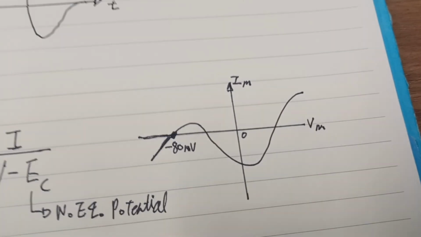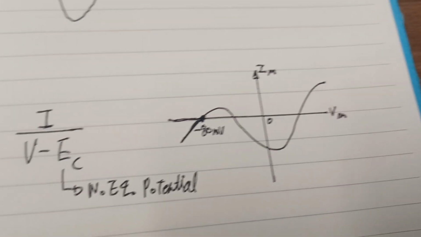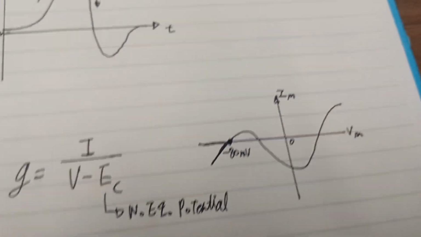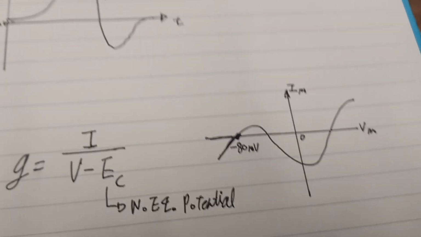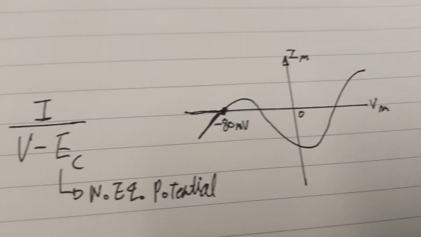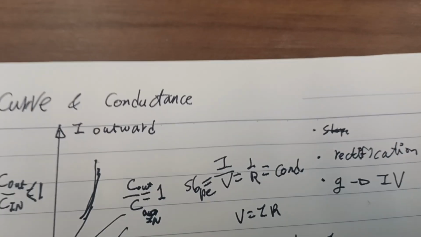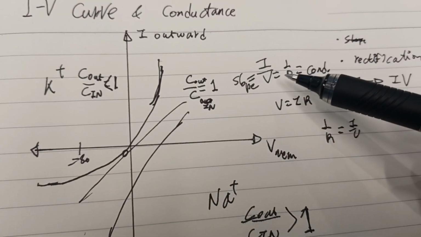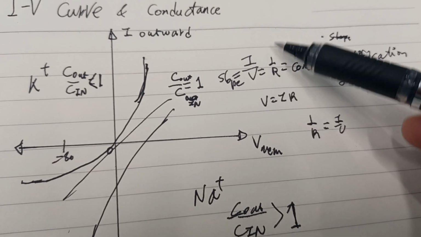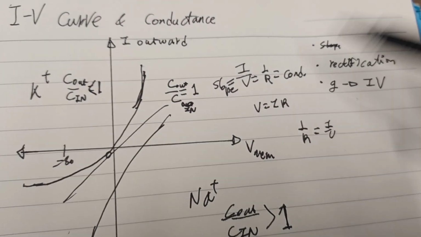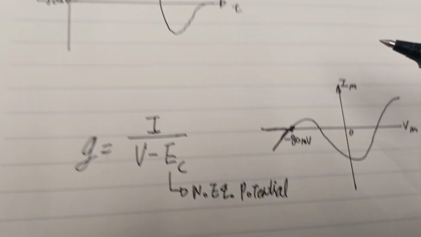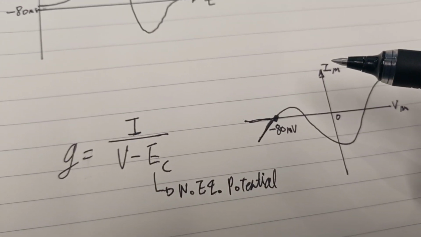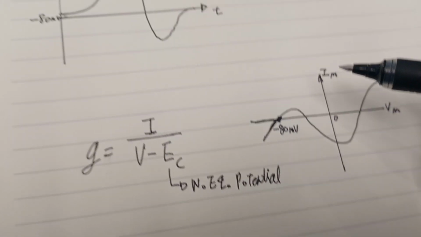So let's look at a different IV curve, and I'm going to explain the slope and chord conductance. We know that the conductance is the slope because this is an IV curve. So we're talking slope, rise over run, I over V. And I over V, because V is equal to IR, is 1 over R, 1 over resistance, so it's conductance. Okay, so coming back, but now we're going to define this conductance.